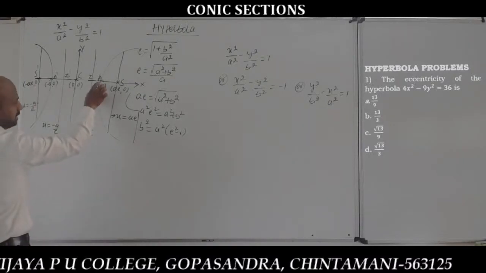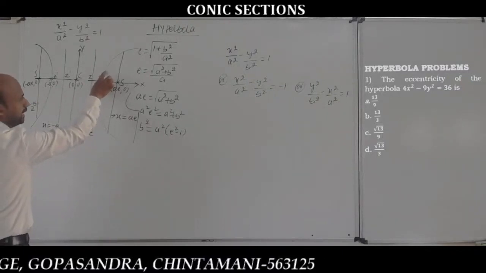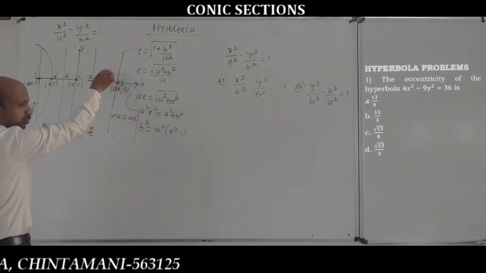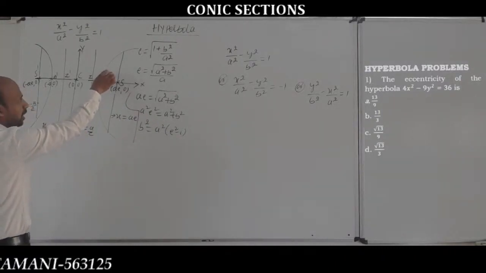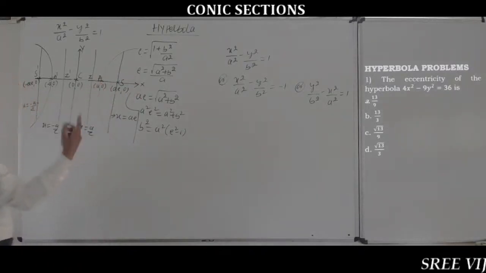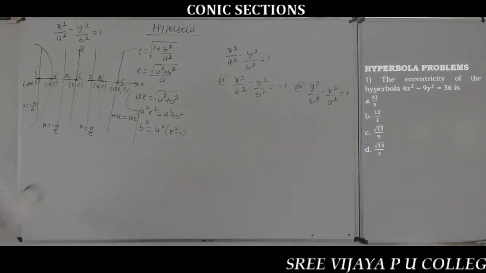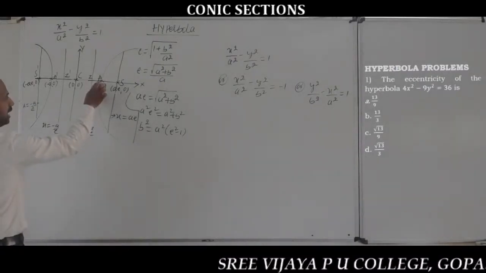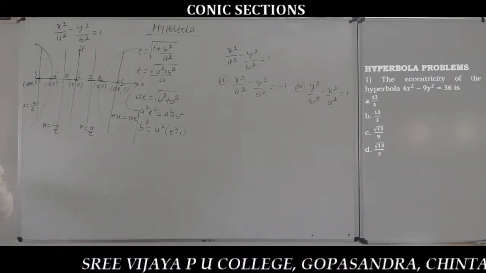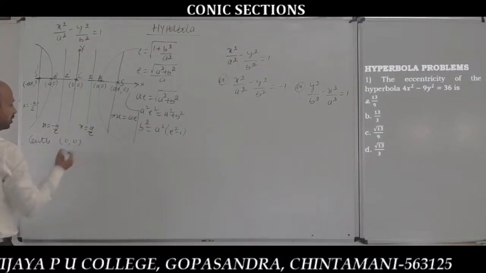And vertex: the points where the conic and the axis of the conic meet is called the vertex of the hyperbola. So then, what are the vertices for the hyperbola? There are two. a, 0, and another one is minus a, 0. First case, coordinates of the center of the hyperbola is 0, 0.